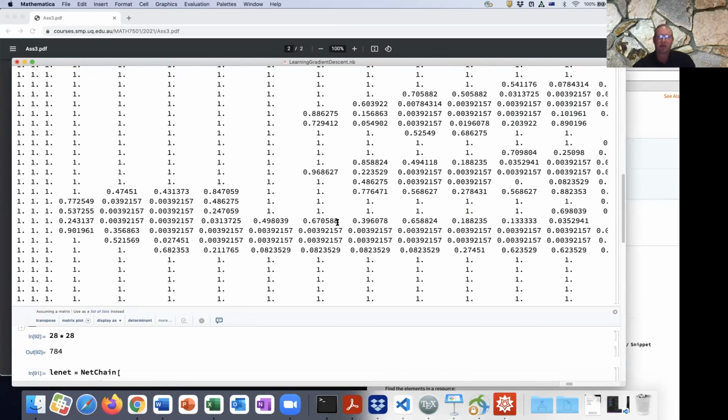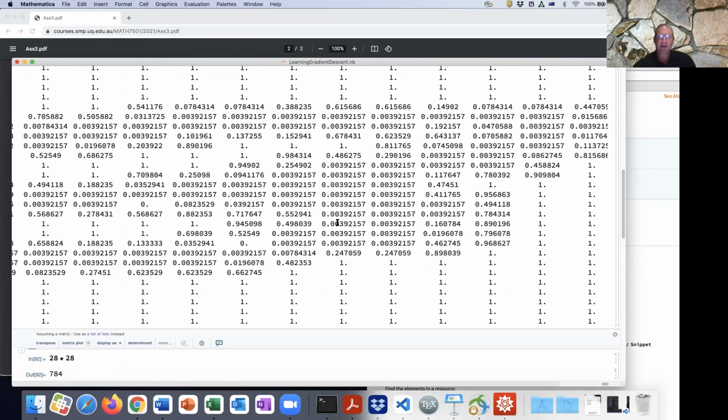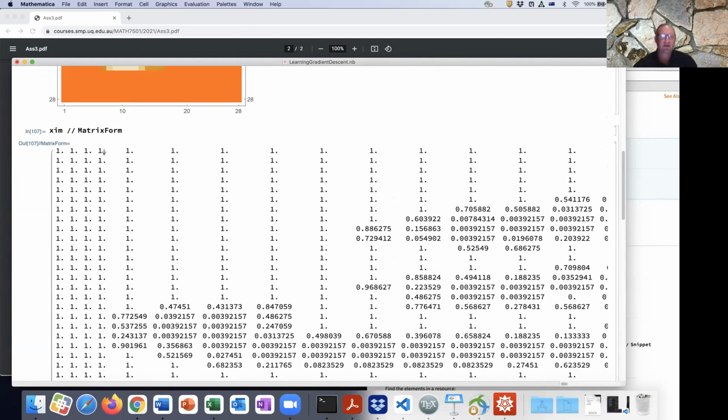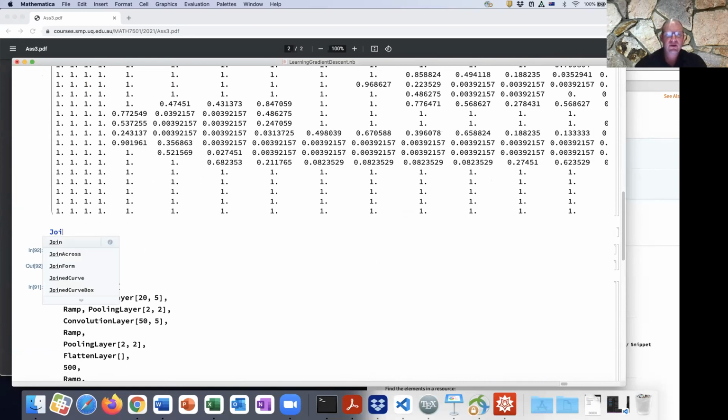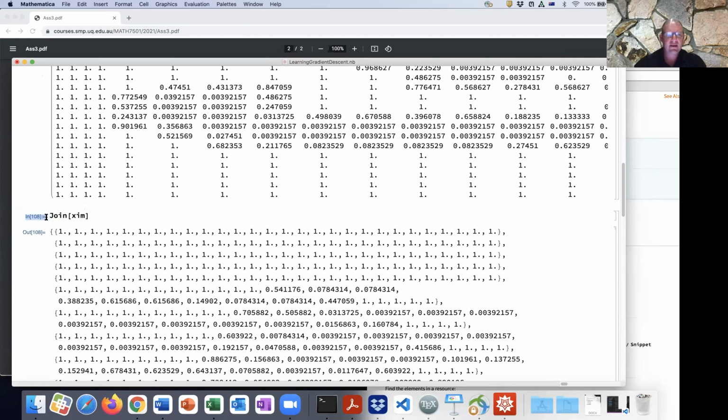Okay, here it is. I mean, you can actually see the image. This is this matrix, okay. But let's not worry about that too much. Let's do join of xim. I think that would work, and flatten.